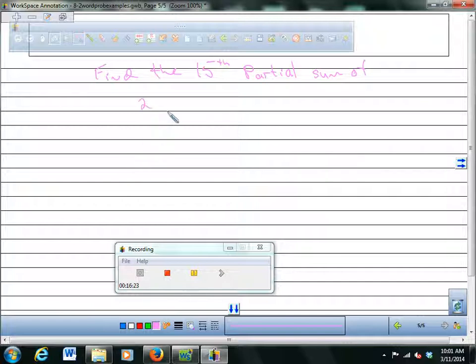Partial sum of 2, 5, 8, 11, and so on. If you saw one like this, first thing you'd have to do is figure out what the nth term is, but that's pretty easy. What's a sub n equal to? What's the first term? 2. What's the common difference? 3. N minus 1 times 3. So all you have to do is take a sub 1 plus a sub 15, multiply that by 15, and divide by 2.